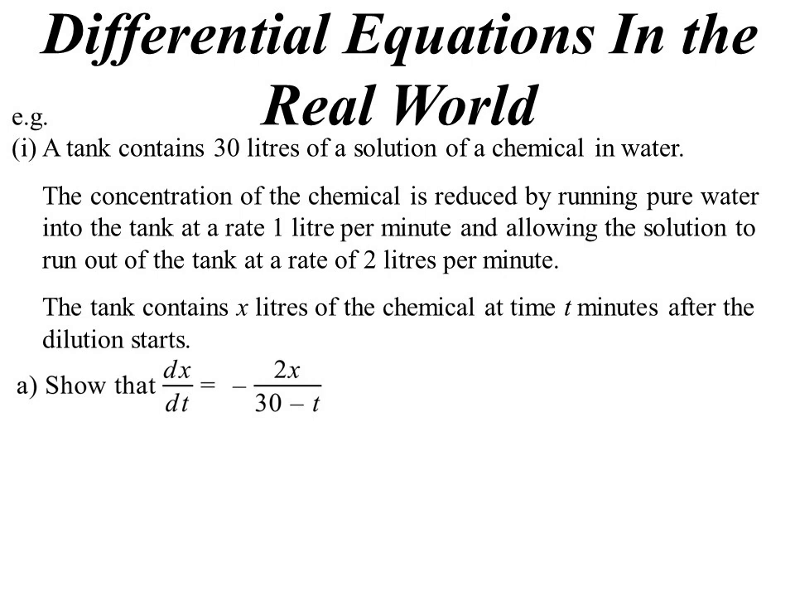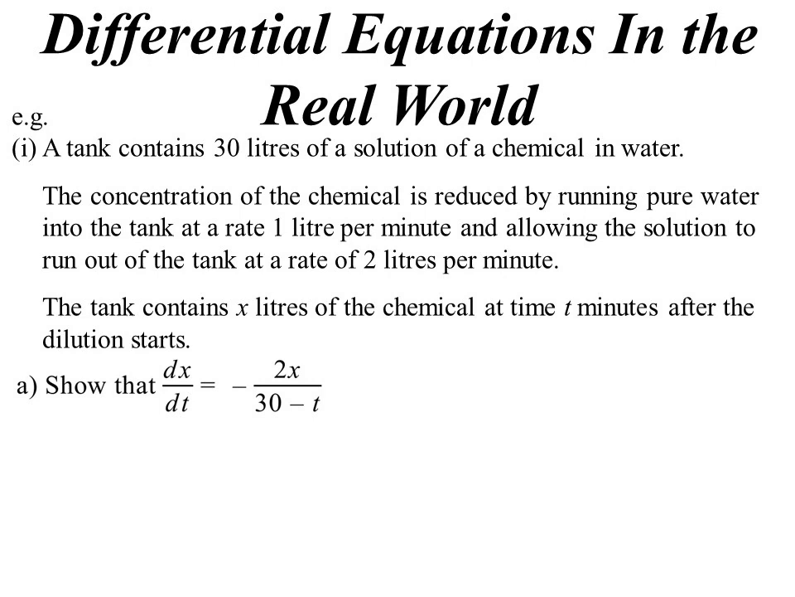Concentration of the chemical is reduced by pouring pure water into the tank, and it's going in at 1 litre per minute, and then the solution runs out of the tank at 2 litres per minute. The tank contains x litres of chemical at time t. Show that dx/dt is this expression here, and it's a mixture of x and t.